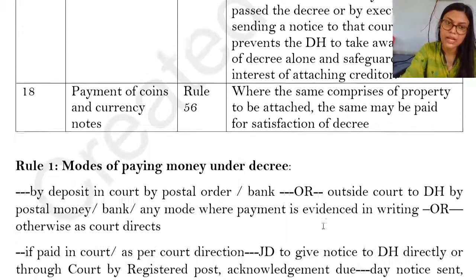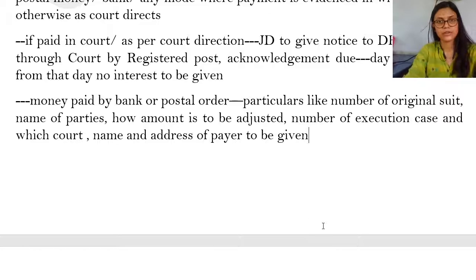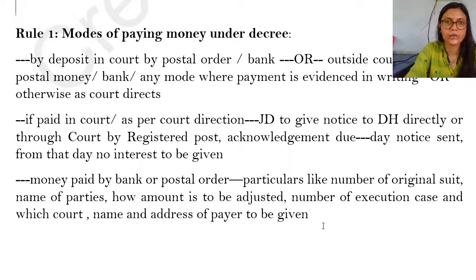Now, rule number 1, we have dealt with here in detail. You can go through it if you want, to see what the different modes are in which you are paying money under the decree. You can either deposit it in court or outside the court, or in any other manner as the court directs. If you're paying in court, the judgment debtor will give notice to the decree holder directly or through the court by registered post acknowledgement due.